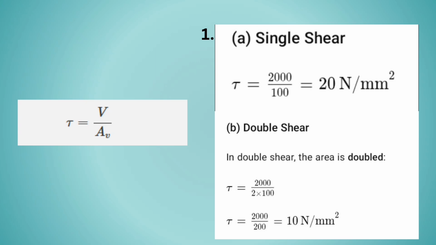Since it is double shear, the area is doubled. So you can put the 2000 Newton over the shear of 2 times the 100 area. 2000 Newton over 200 area is equal to 10 Newton per millimeter squared.